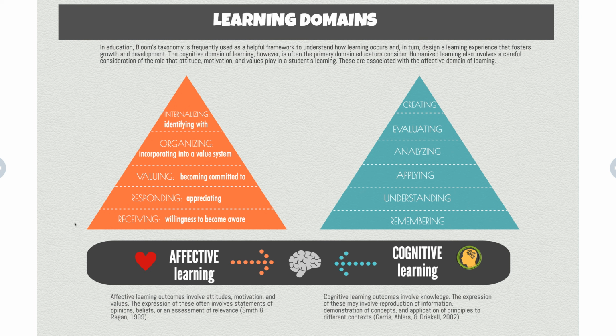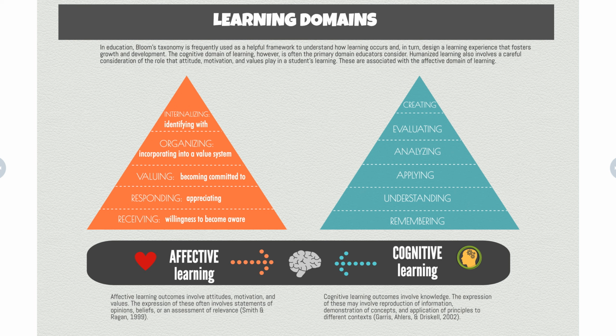And then in the parallel structure on the affective or emotional side, we have receiving. Willingness to become aware is the base. You have to be willing to become aware, right? You have to learn how to learn. You have to be willing to receive new information in order to learn on that cognitive, affective side. And then you move upward through responding, valuing, organizing, incorporating into a value system, and ultimately internalizing. You have really learned something deeply on an affective or emotional level when you identify with it, when you take it in and make it your own. So you can see how there's a parallel between creating on the cognitive side and internalizing on the affective side.